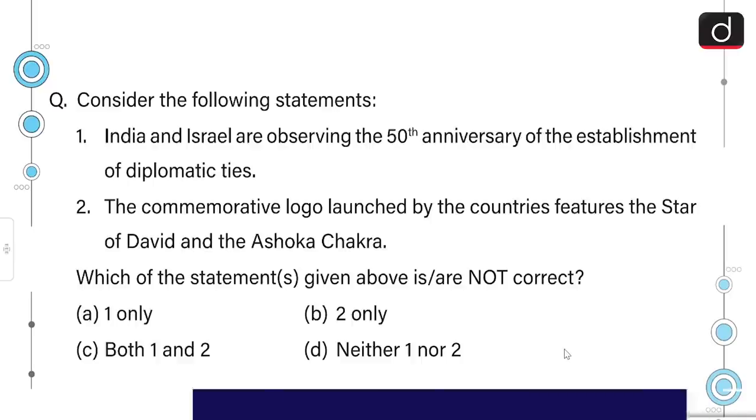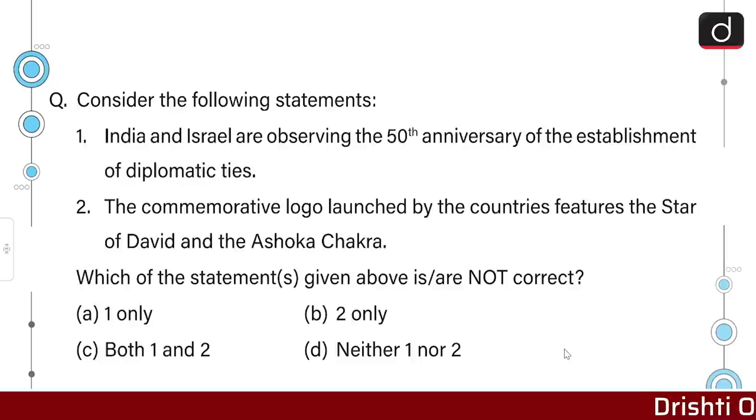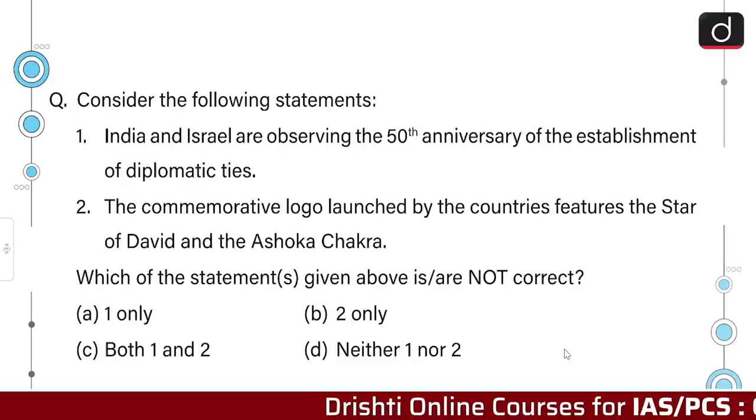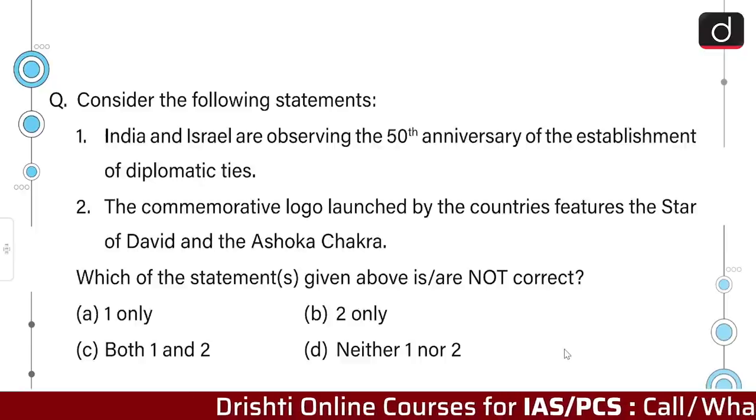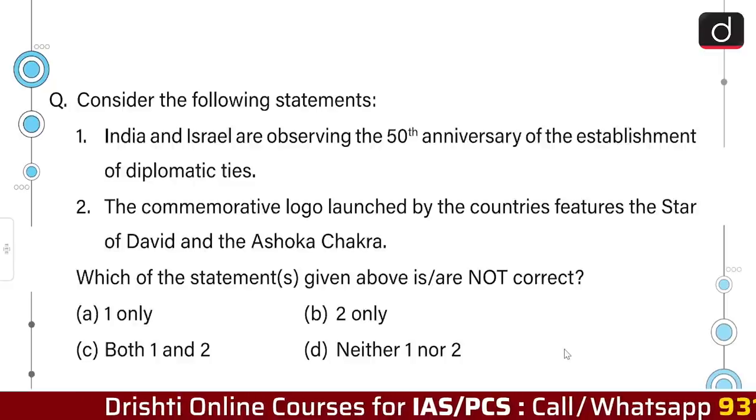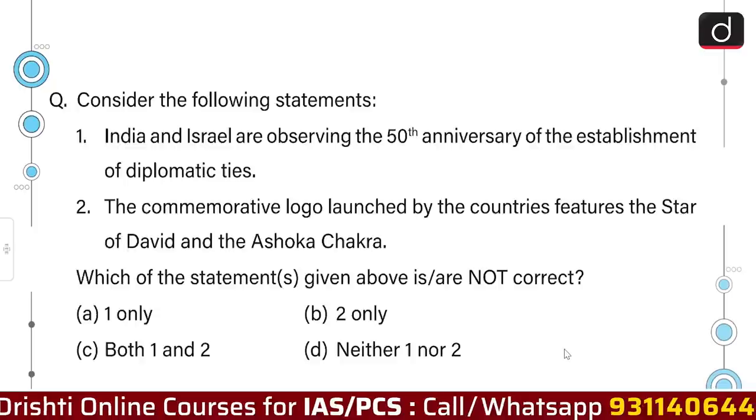Moving on, consider the following statements. India and Israel are observing the 50th anniversary of the establishment of diplomatic ties. The commemorative logo launched by the countries features the Star of David and the Ashok Chakra. We have to select the not correct statement. Option A is going to be the correct answer.